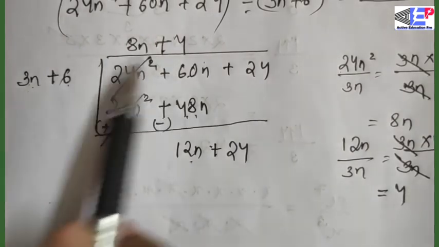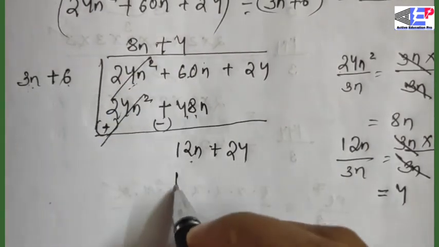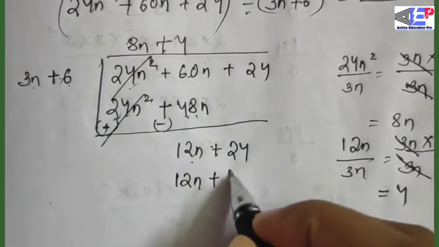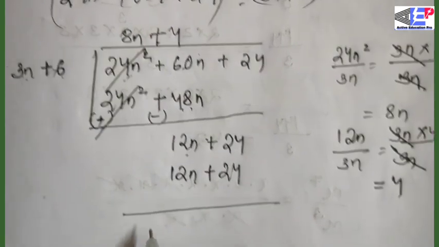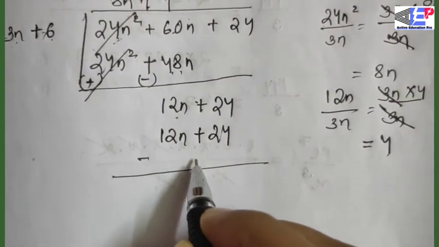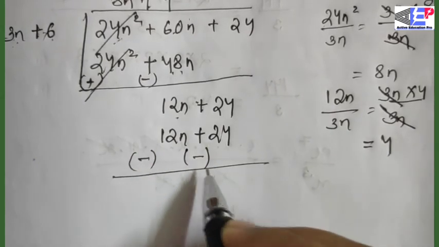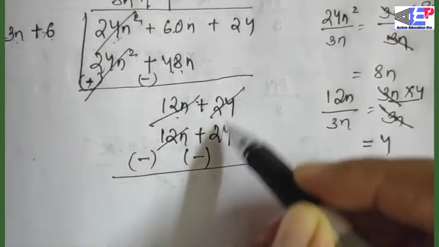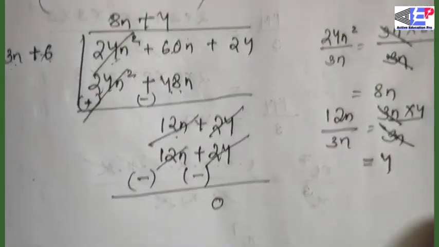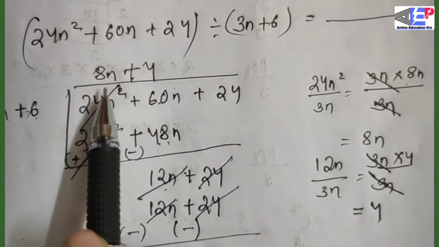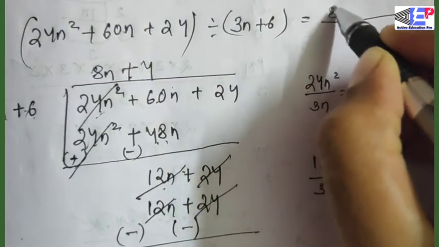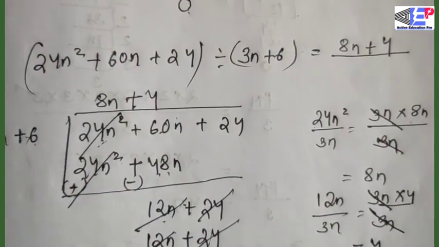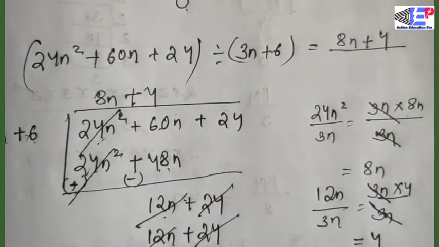Then multiply each term with this 4. 3n into 4 will become 12n, plus into plus is plus, 6 into 4 is 24. Then change the sign, minus minus. Cancel: 12n minus 12n, plus 24 minus 24. Your answer is 0. Then your quotient is 8n plus 4. The division result of this by this is 8n plus 4.